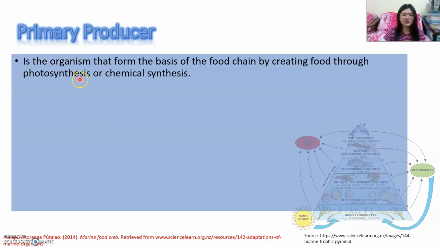What is a primary producer? A primary producer is an organism that forms the basis of the food chain by creating food through photosynthesis or chemical synthesis. You can see the diagram below here. The primary producer is the base of the pyramid.